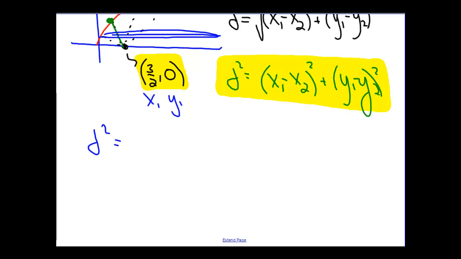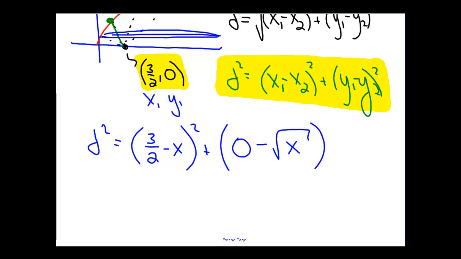The square of the distance in this particular problem will be (3/2 minus x) squared plus (0, the y coordinate of our point 3/2 comma 0, minus the square root of x) squared. And that square root of x is the constraint, right? The y coordinate for the point on the curve has to satisfy that connection. It has to be the square root of the x coordinate. So this is our function. This is our function that we want to minimize now.